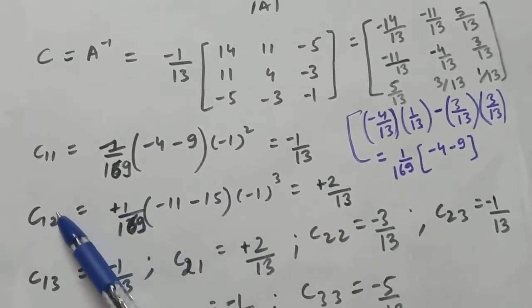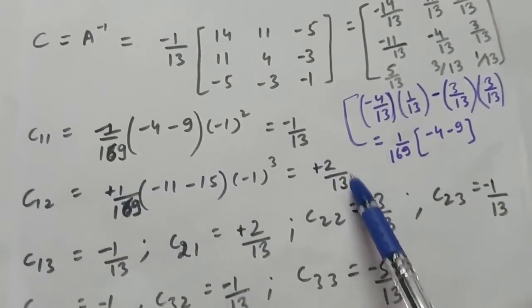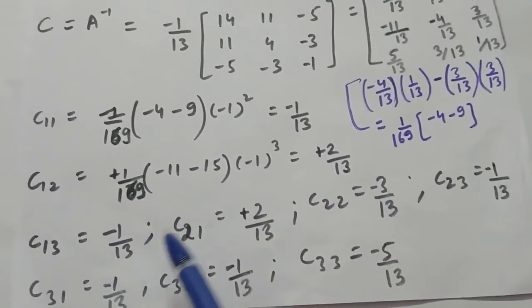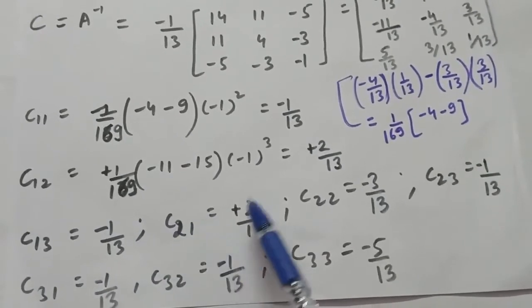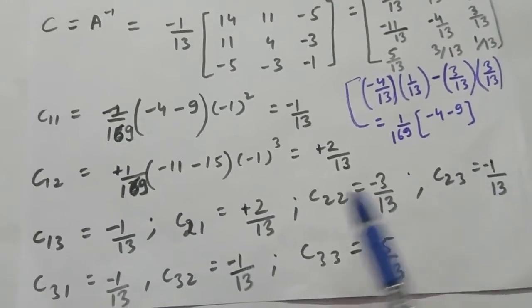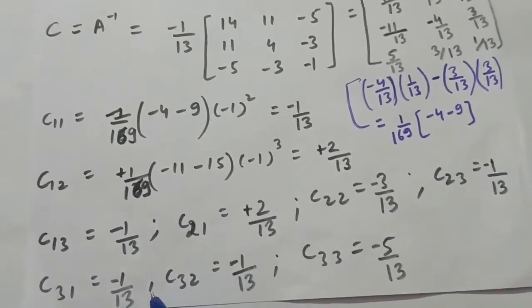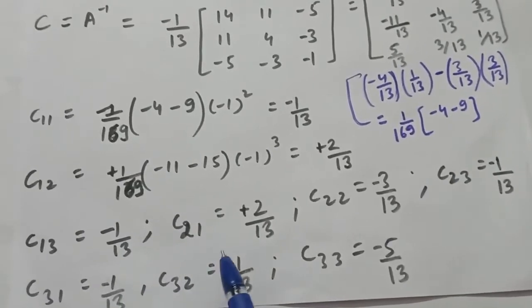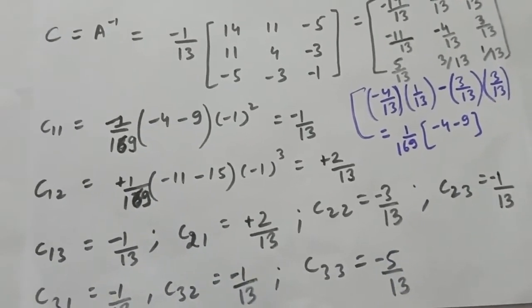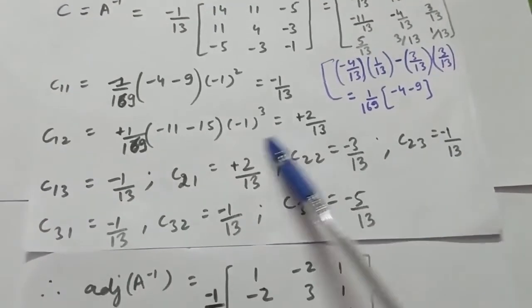In the same way, you will get the cofactor C12 as 2 by 13, cofactor C13 as minus 1 by 13, cofactor C21 as 2 by 13 and minus 3 by 13, minus 1 by 13. Cofactors of the third row as minus 1 by 13, minus 1 by 13, minus 5 by 13. So these are the cofactors of A inverse.